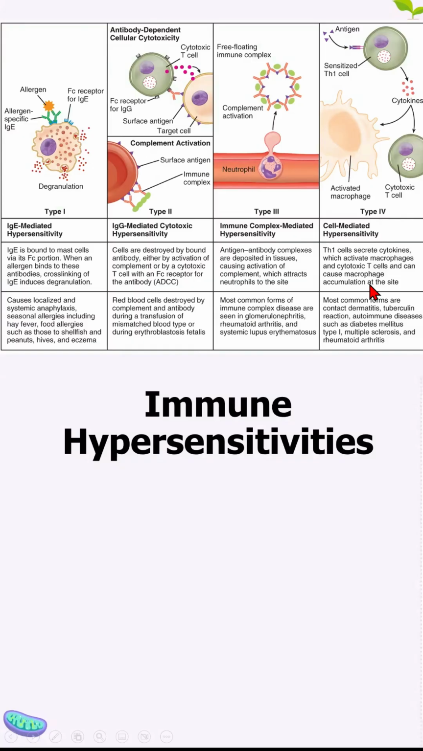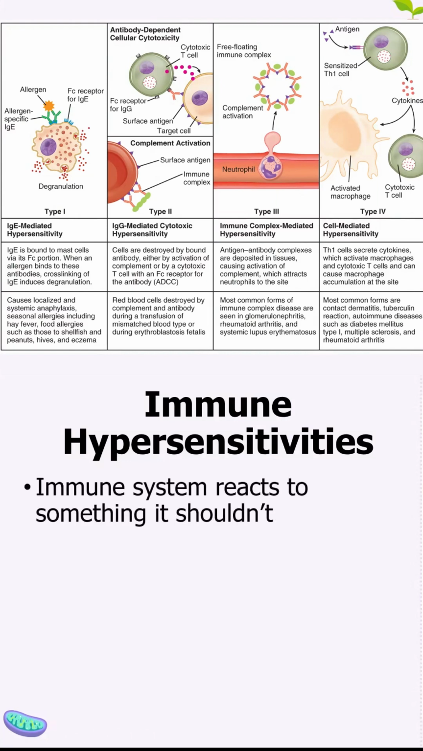One of the main ones is called immune hypersensitivities, which is just a fancy word for saying that the immune system is overreacting. The immune system is reacting and targeting something that it shouldn't, whether it's something harmless like peanuts. Peanut allergies are just a type of hypersensitivity. There are 4 types actually, and we call them type 1, 2, 3, and 4.